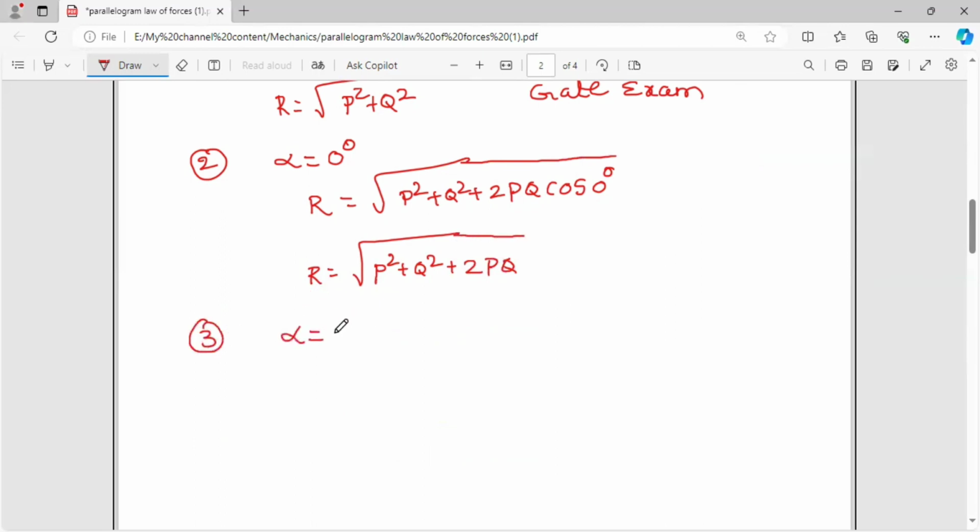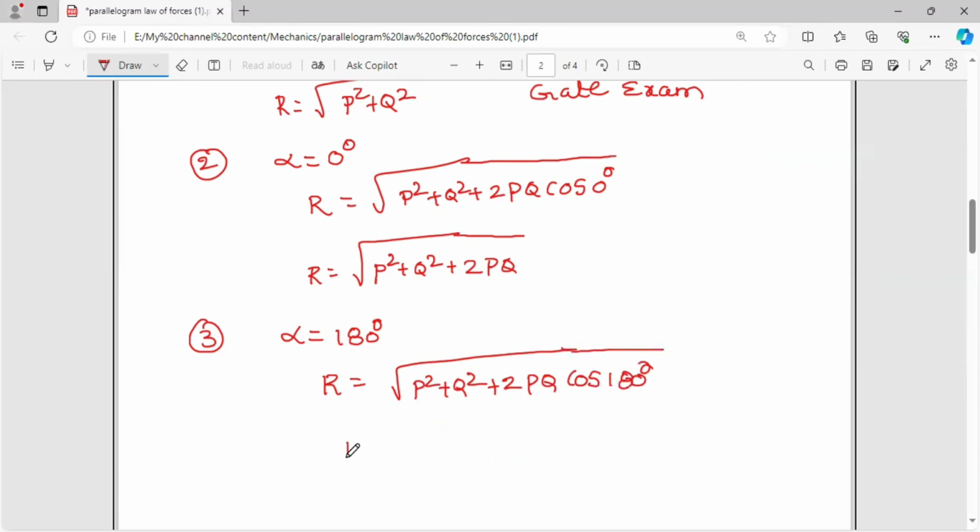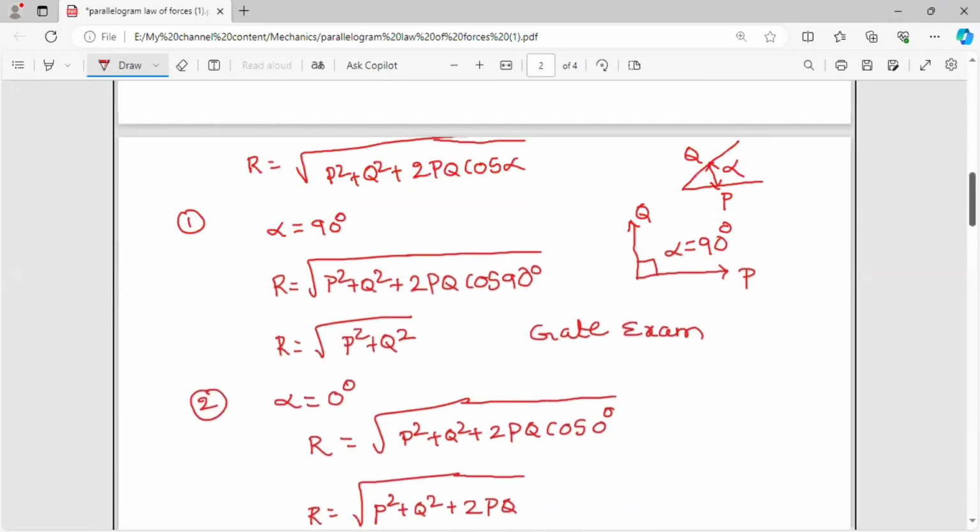Whereas if alpha equal to 180 degrees, what is the case? Then R equal to square root of P square plus Q square plus 2PQ cos 180 degrees. Cos 180 value is -1. Then the value becomes P square plus Q square minus 2PQ.